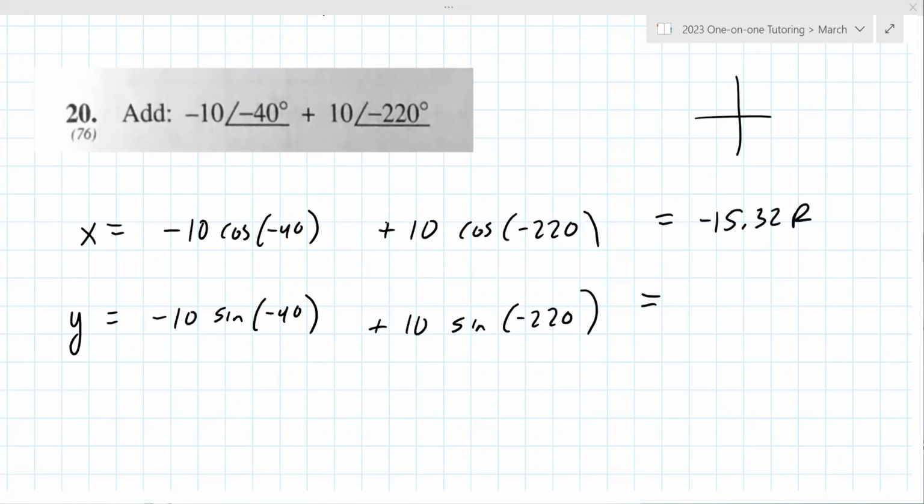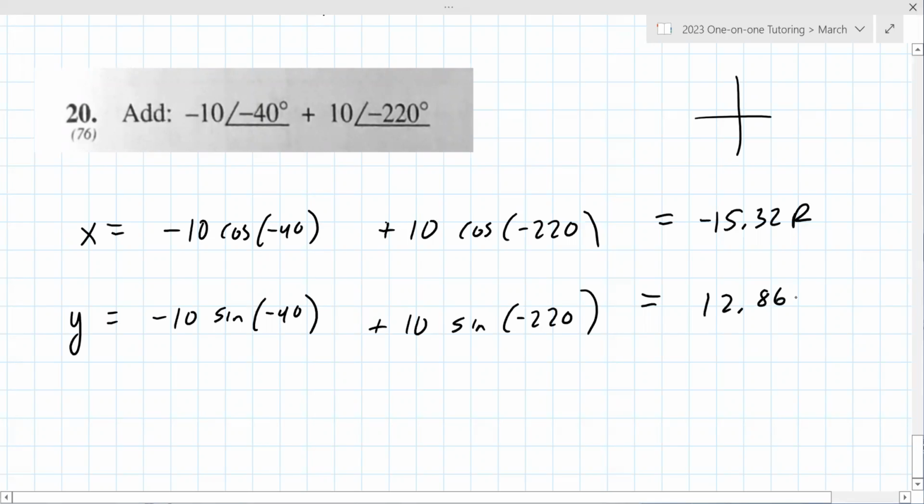Sorry, just to confirm, what's the second one? 12.86 CU. Yep. All right.